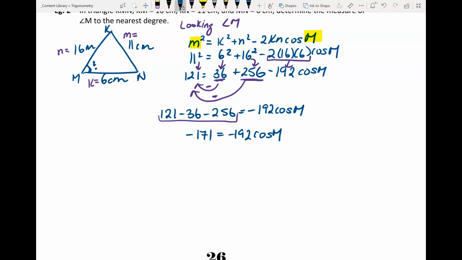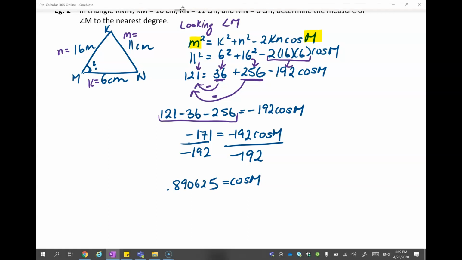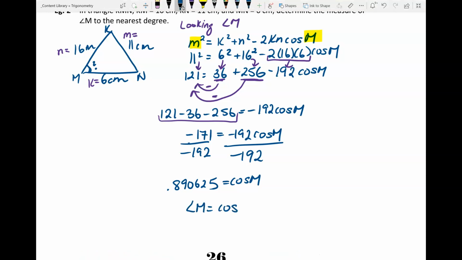And then now we want to isolate cos M by dividing both sides by negative 192. And this number is going to be 0.890625 after you put that into the calculator. Lastly, I'm going to take the cos inverse of both sides to get my angle M. We'll take cos inverse of 0.890625. And then angle M is going to be 27 degrees, and that is our final answer.